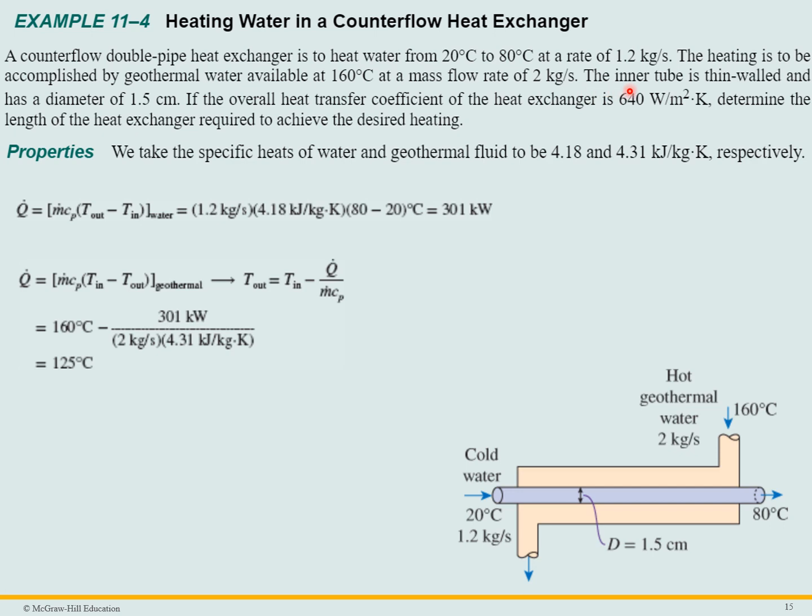The inner tube is thin-walled and has a diameter of 1.5 centimeters. If the overall heat transfer coefficient of the heat exchanger is 640 watts per square meter Kelvin, determine the length of the heat exchanger required to achieve the desired heating. So here we can look up the specific heats of water and the geothermal fluid.